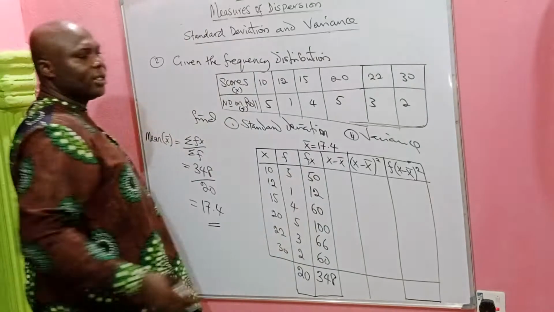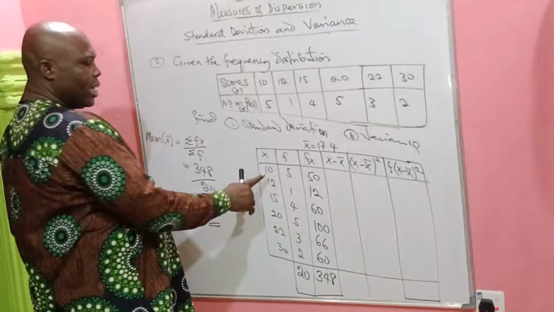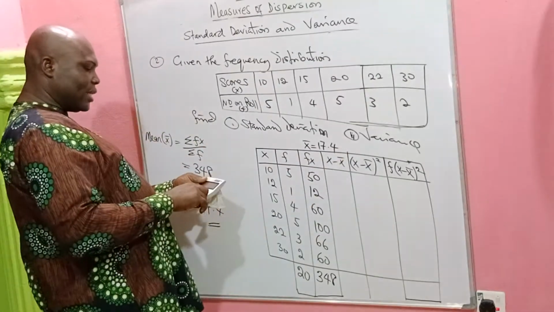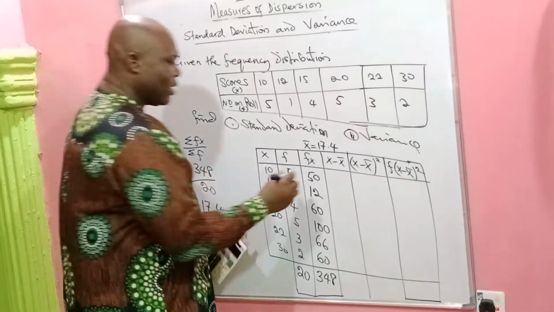So that you can use this to continue. Alright, so we are going to begin. Let's complete this other part of the table. 10 minus 17.4, that's x minus x bar. 10 minus 17.4, you have minus 7.4.